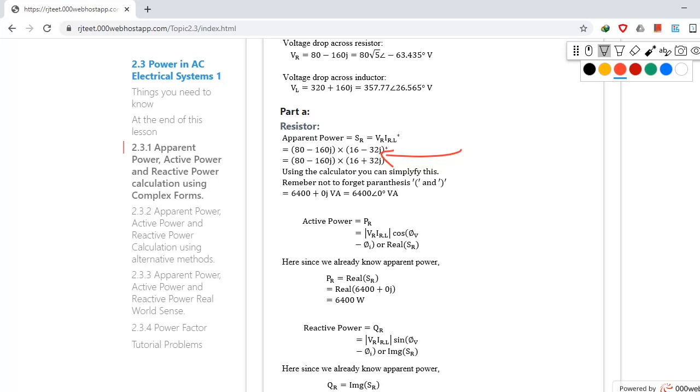And so in this case, I can calculate the apparent power. It's going to be 6400 volt-amperes. And now I'm going to take the real part out.